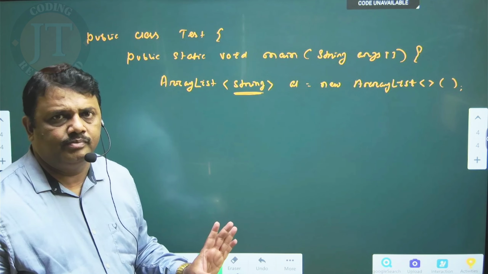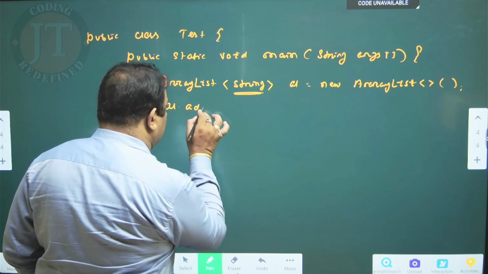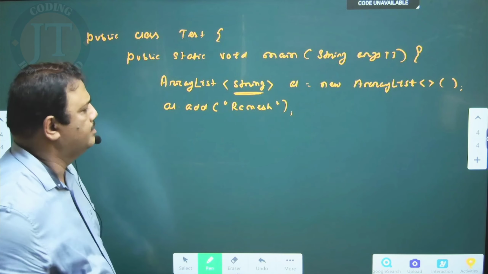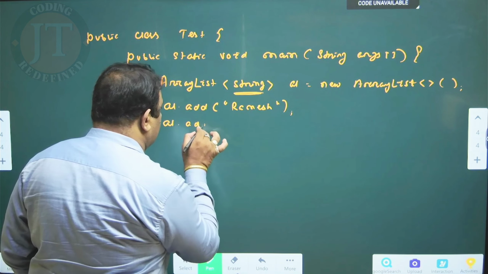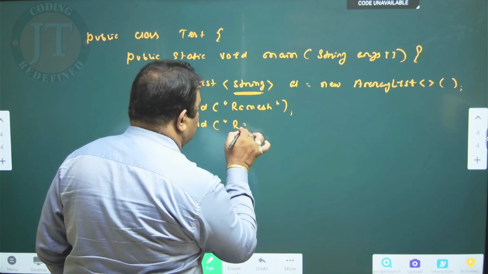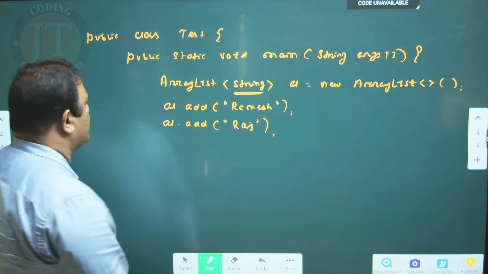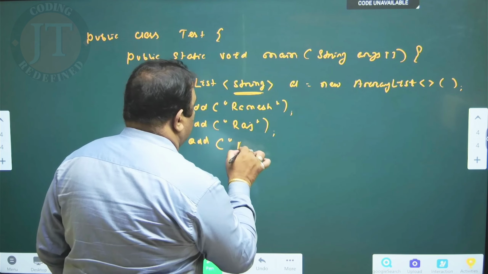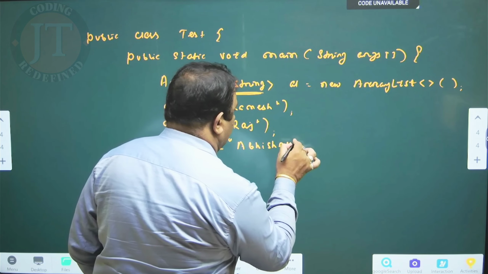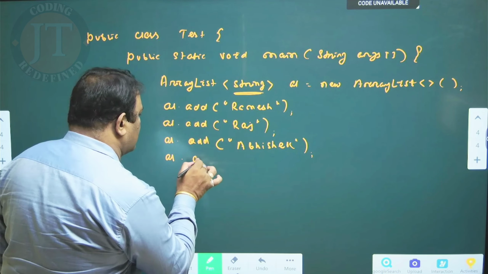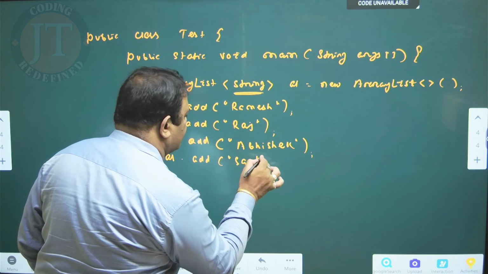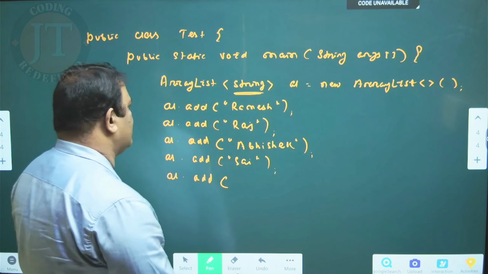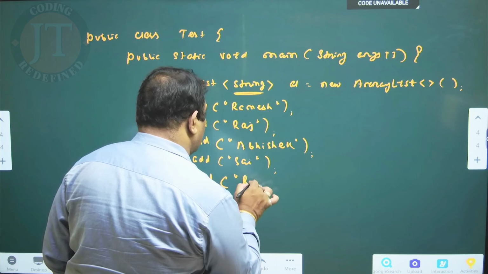String type elements. Now what I can do here, AL.add, I pass Ramesh. Then AL.add, I pass Raj. Then AL.add, I pass Abhishek. Then AL.add, I pass Sai. Then AL.add, I write Raja.